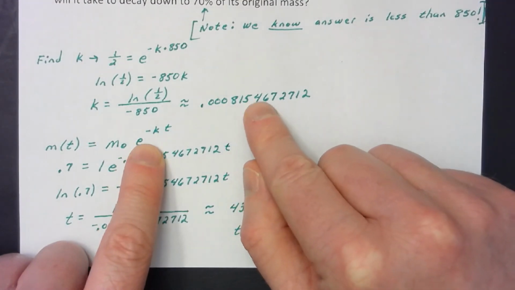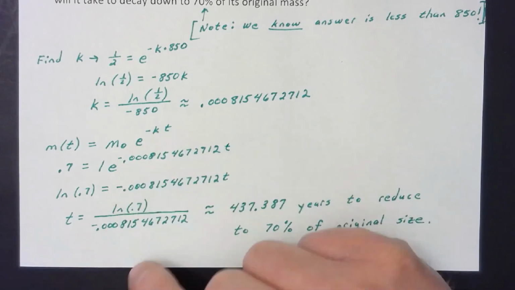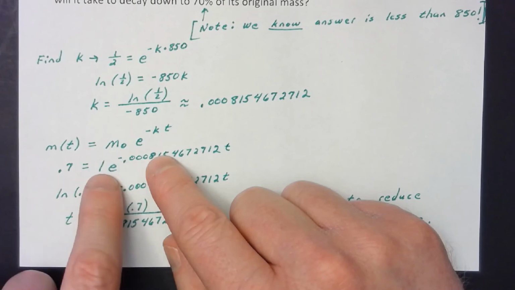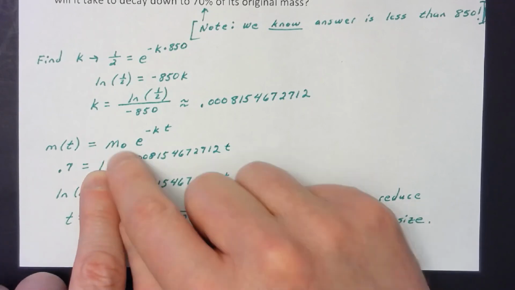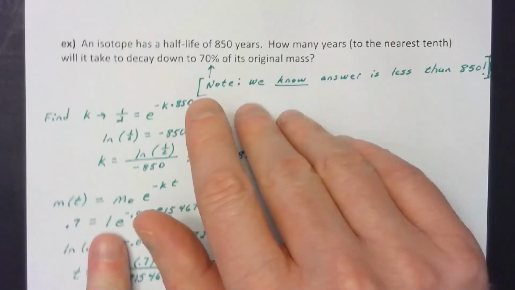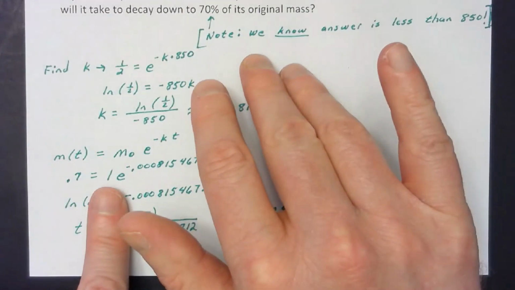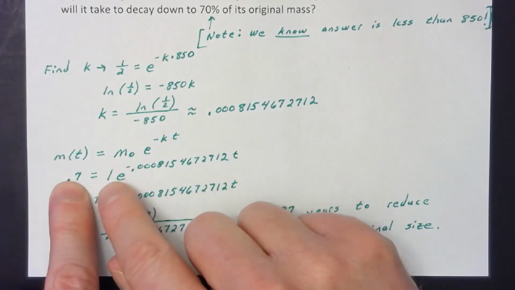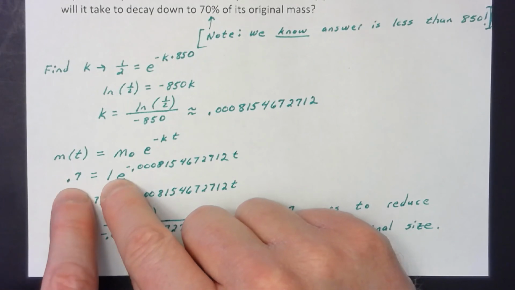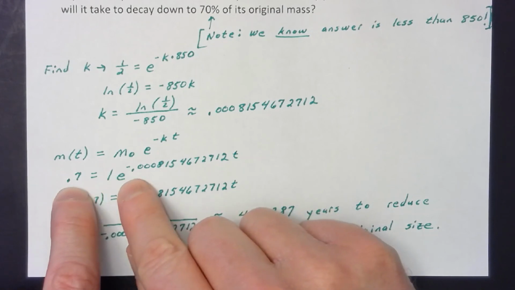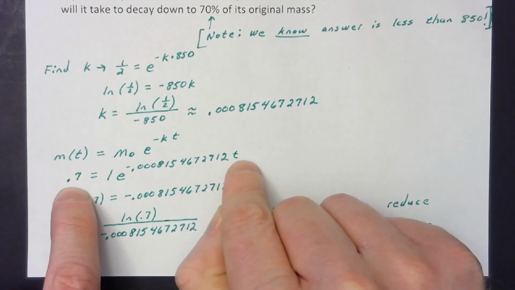So now I put this value of k into my function, and I'm going to have whatever the original mass is, which I'm just going to call 1. Why do I want to call the original mass 1? Well, you weren't given an original mass in the problem. You don't need an original mass, because all you needed to know was that the ending amount is 70% of the beginning amount. So the mass at time t is 0.7 if the original mass is 1, and then e to the negative k times t power.